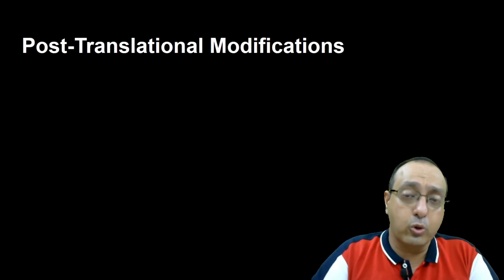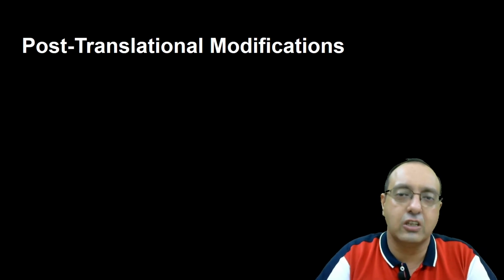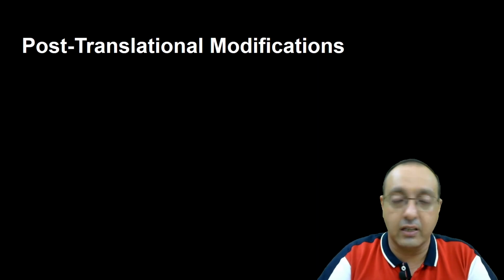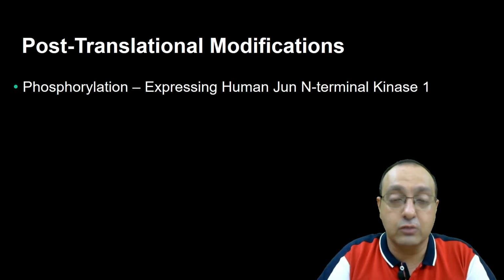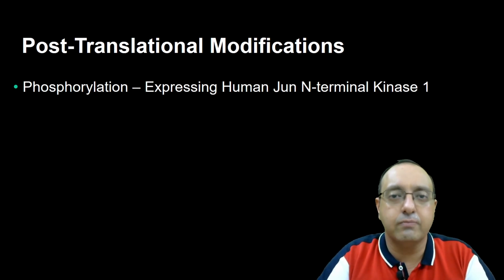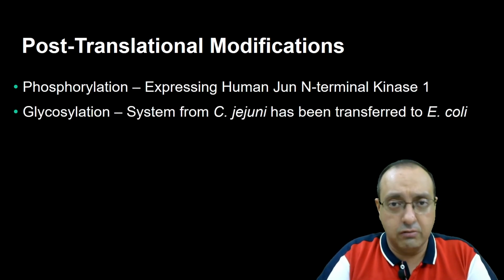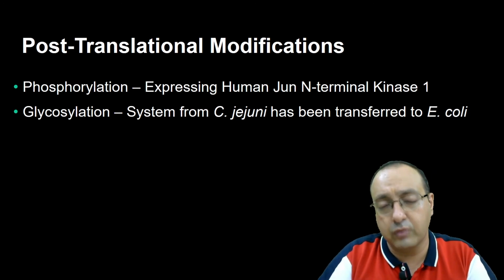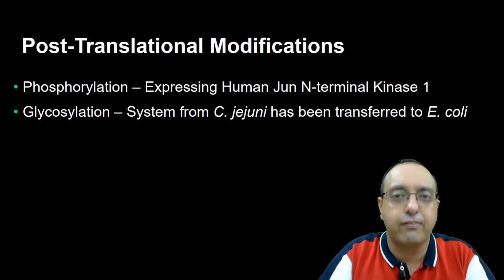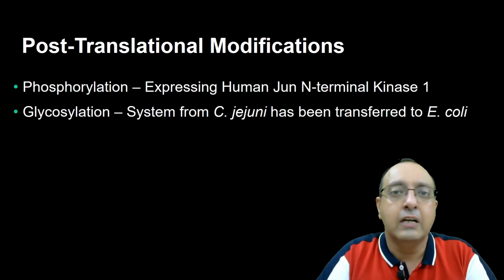The other issue is with post-translational modifications. There have been a lot of studies showing that E. coli does not correctly post-translationally modify the proteins produced in it. There have been some workarounds. For example, phosphorylation is very important for many proteins, and that has been somewhat taken care of by expressing human Jun N-terminal kinase 1 protein inside E. coli, which can do phosphorylation. About glycosylation, a separate glycosylation system from Campylobacter jejuni has been transferred to E. coli, although the pattern of glycosylation is somewhat different from what we observe in human proteins. So the protein may not be as active as we thought it to be. There may be some differences.